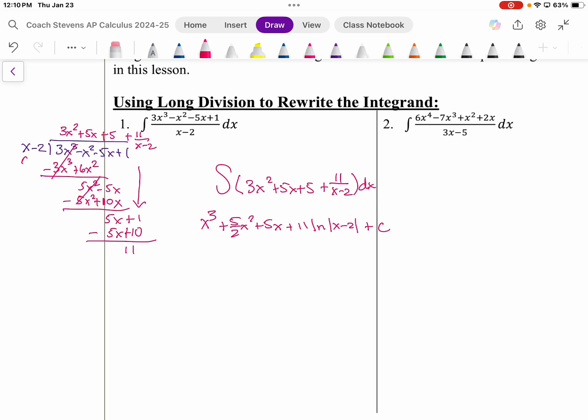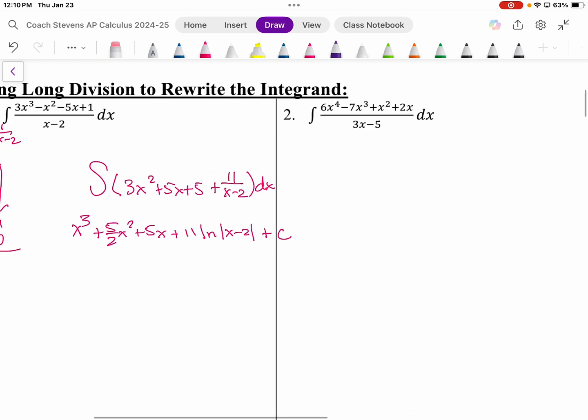Now the next one, we're going to be careful, because if we notice what the denominator is, it's 3x minus 5. So we're going to need to do some u substitution when we get ready to take that antiderivative. But let's go ahead and do our long division. So, 3x minus 5.